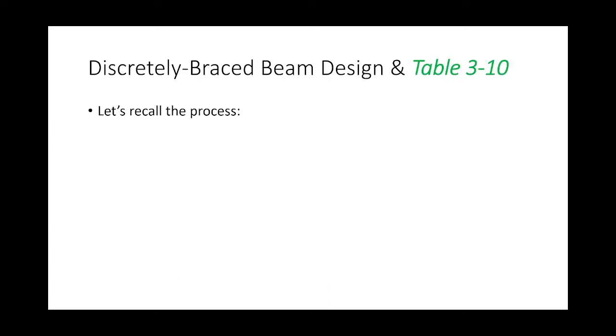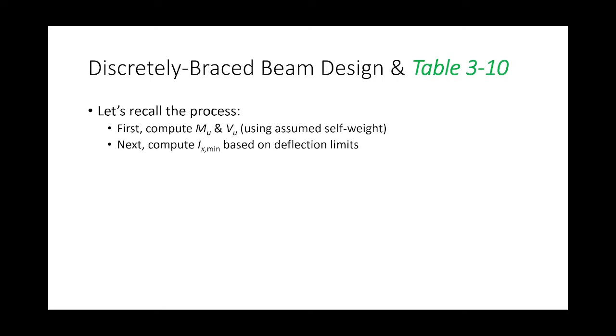Now, let's go through discretely braced beam design and make sure we understand the process. First off, we compute the factored moment and the factored shear using an assumed self-weight, or if it's given, make sure that we're accounting for it. Again, the shear typically doesn't affect the design at the end of the day, but if we're doing the structural analysis, we might as well do it all. Next, we compute the moment of inertia based on the deflection limit. So we compute the required IX value for whatever beam we pick. Then we determine our CB value and our LB value for design.